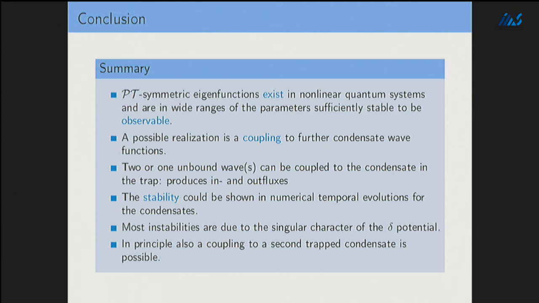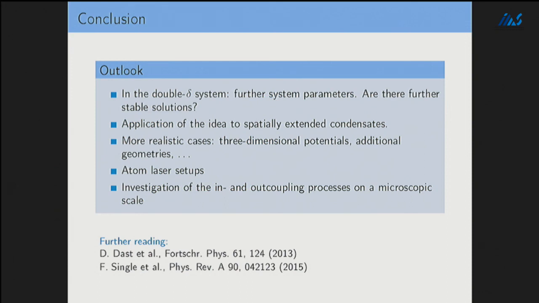And in principle also this coupling of 2 bound waves which support each other, this in and out flux, is possible. So the possible outlook is, of course, we can look at further parameters to find better and stable solutions. What is, I think, important is to go to spatially extended condensates. Of course, also to more realistic cases, 3-dimensional potentials, additional geometries. Atom laser setups are very interesting for this case, and the investigation of the in and out coupling process is also done by a PhD student of us in a microscopic situation.